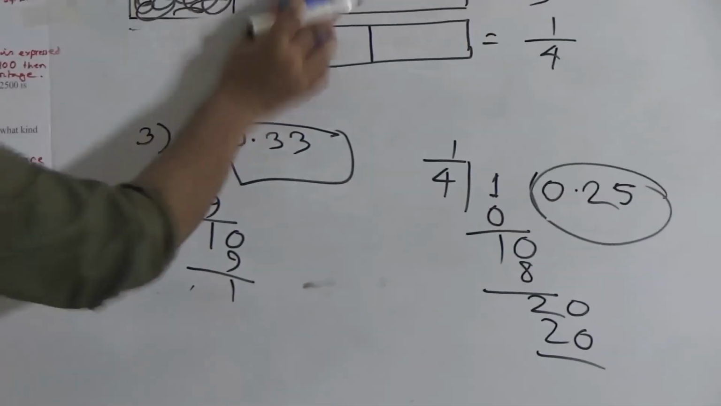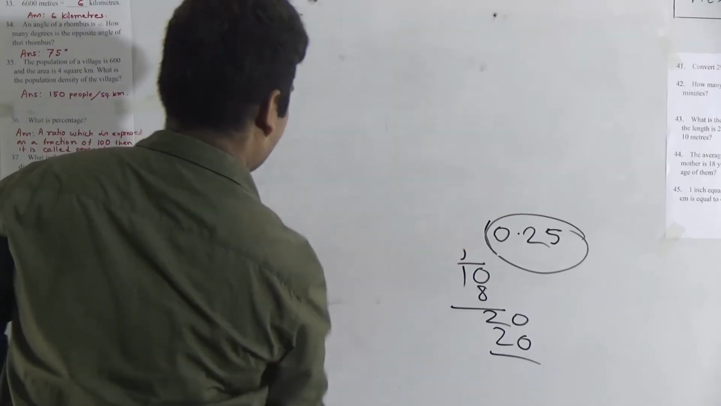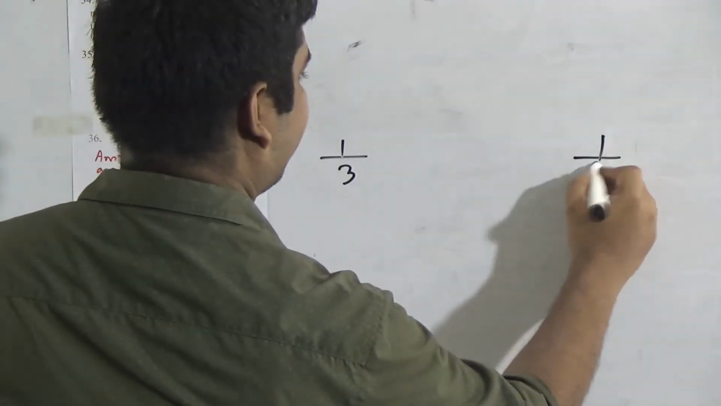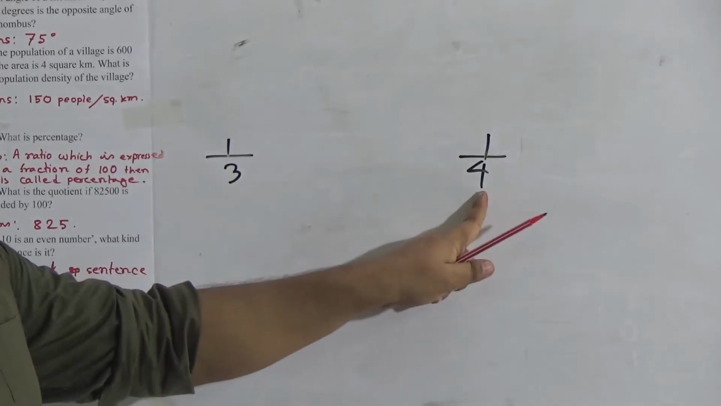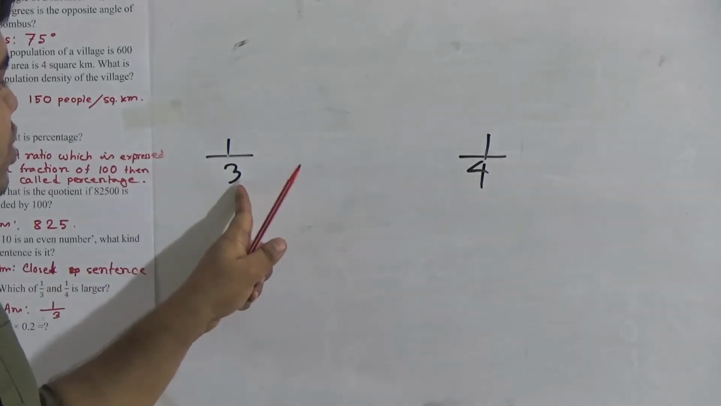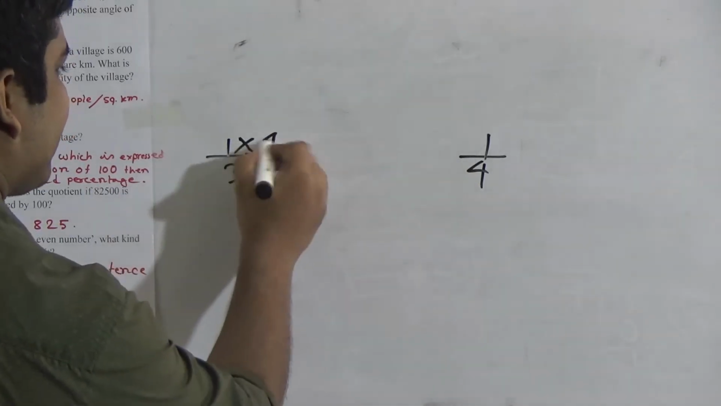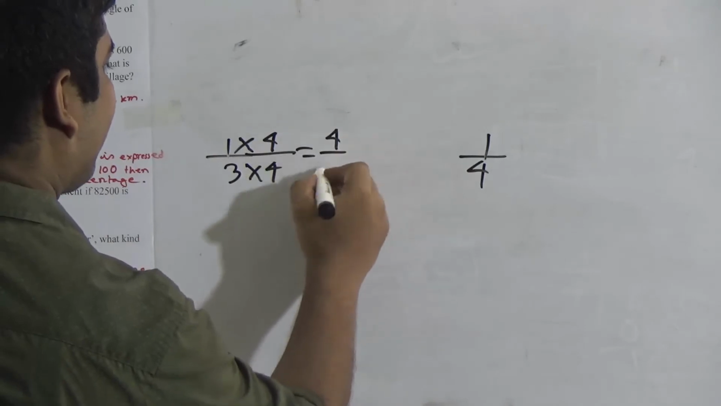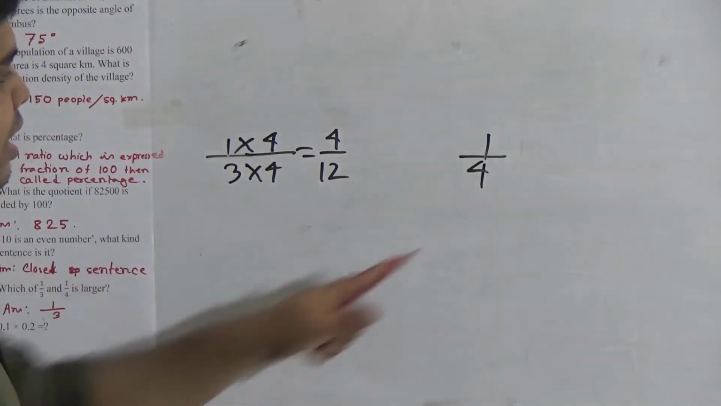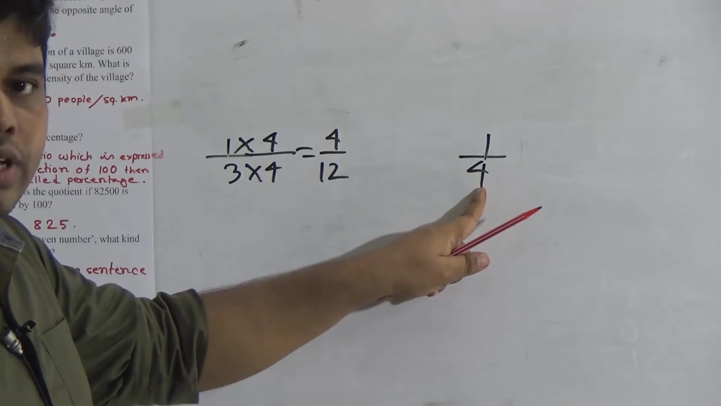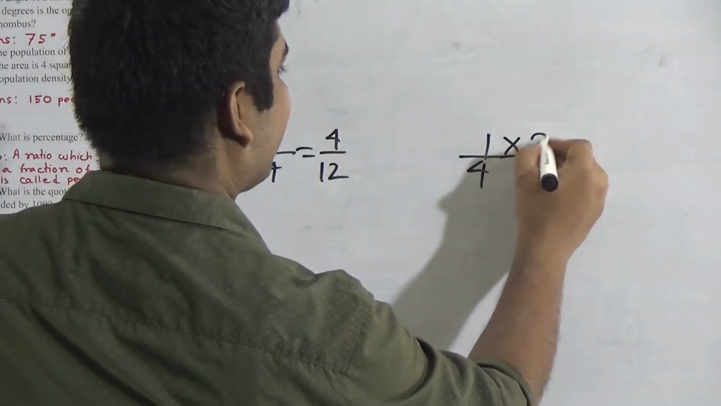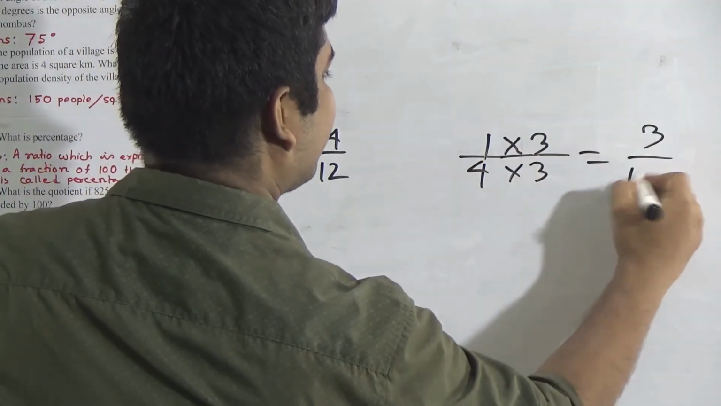You can also find this by the common denominator way. You first convert these two fractions into a common denominator. Notice 1 by 3 and 1 by 4. The LCM of these two numbers is 12. So we divide 12 by 3 and we get 4. 4 is multiplied with numerator and denominator and we get 4 by 12. And we divide this LCM by 4 and we get 3. So we multiply both numerator and denominator by 3. 3 1s are 3, 3 4s are 12.